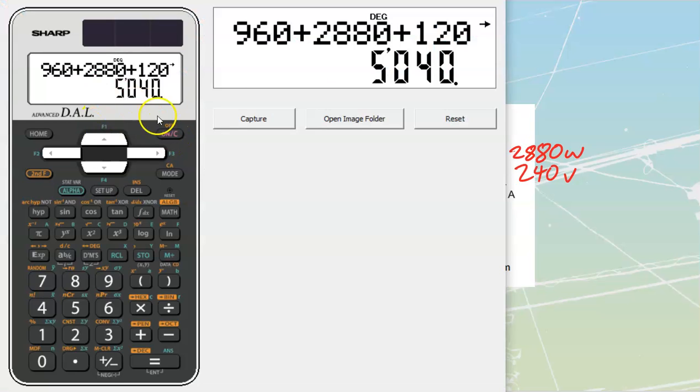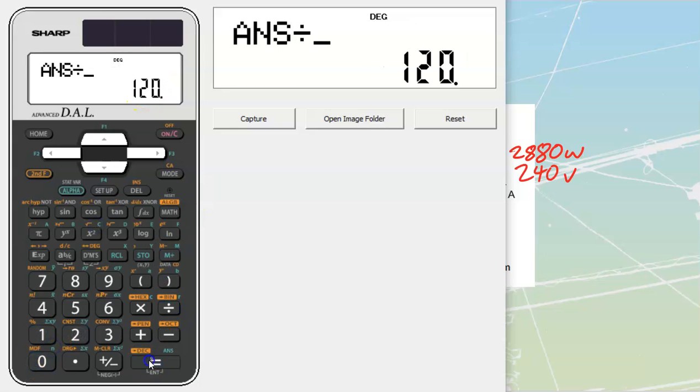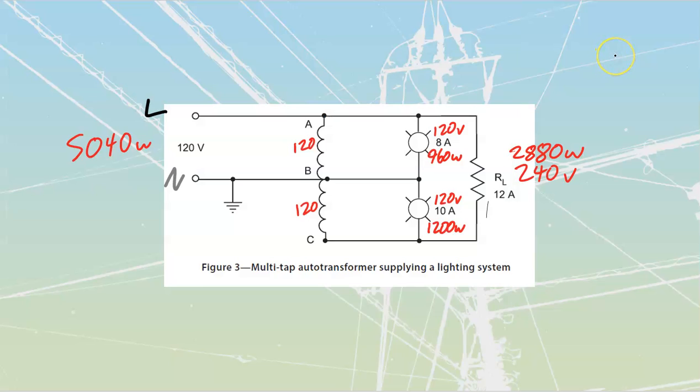Take that total VA. That's going to be our VAN to feed all those loads, and divide it by 120. When we do that, we end up at a value of 42 amps. So there's going to be 42 amps that is going to head into here. And then we're going to take that 42 amps and start splitting it apart and dropping it down these individual runs that we are going to have over here.